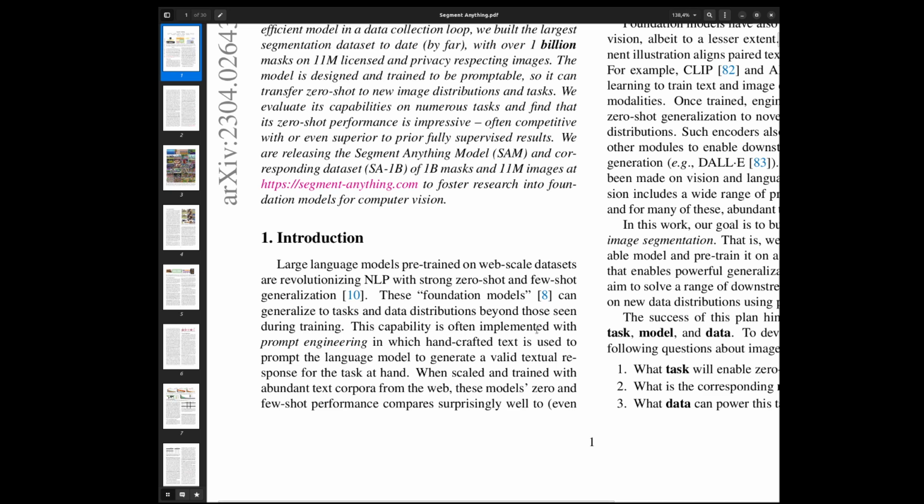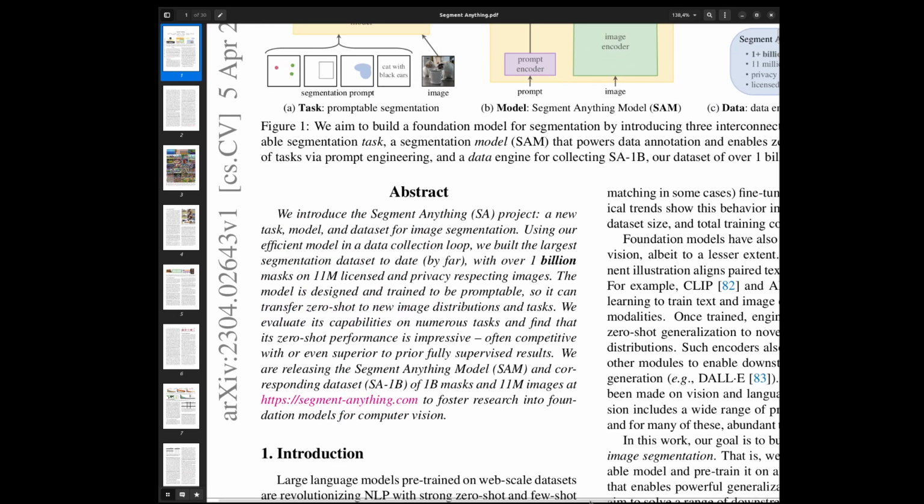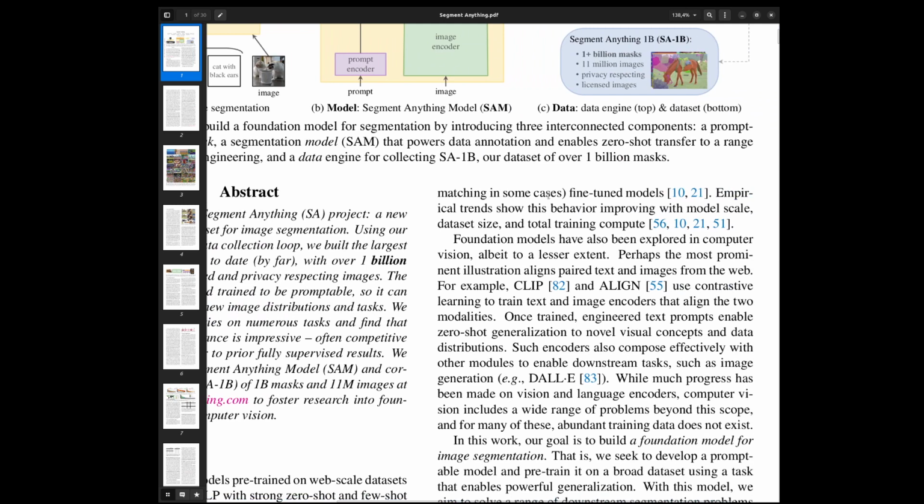This capability is often implemented with prompt engineering, in which handcrafted text is used to prompt the language model to generate a valid textual response for the task at hand. Okay, in zero shot, few shot. When scaled and trained with abundant text corpora from the web, this model's zero and few shot performance compares surprisingly well to even fine-tuned models, matching them in some cases. Empirical trends show this behavior improving with model scale, dataset size, and total training compute.